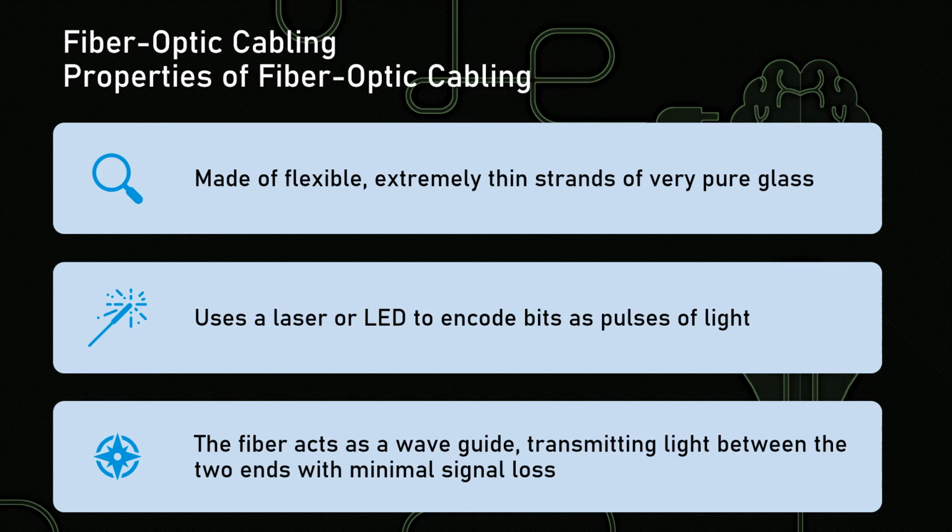We use a laser or an LED to encode bits as pulses of light, and we'll see the difference between those two when we get to single and multi-mode in just a moment. The fiber is going to act as a waveguide, transmitting light between the two ends with minimal signal loss. So very much the same as a periscope on a submarine.